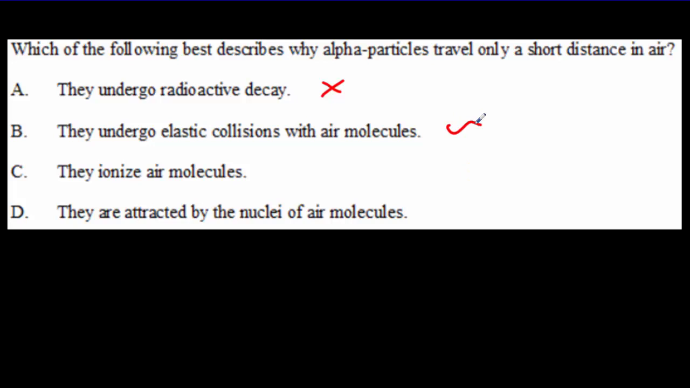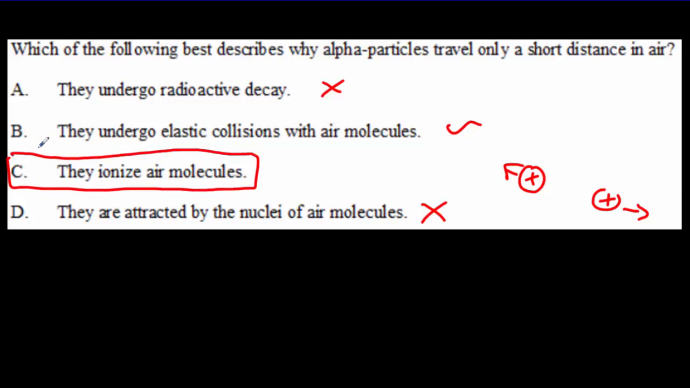Let's look at D now. They are attracted by the nuclei of air molecules. No, because alpha particles are positive and the nuclei are also positive, so they actually have a repulsive force between them. So that's not the right answer. The correct answer is C. They ionize the air molecules. So as the alpha particles are passing by, they rip these outer shell electrons off the air molecules. And of course, that's going to cause a backwards force on the alpha particle, and that's going to slow it down greatly. So the correct answer here is C.